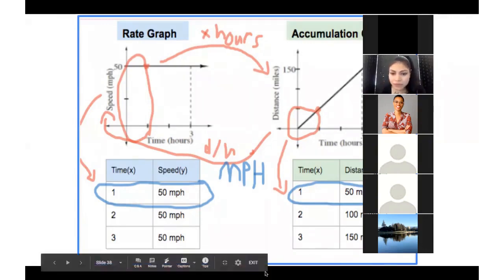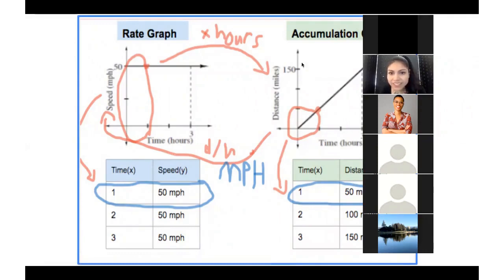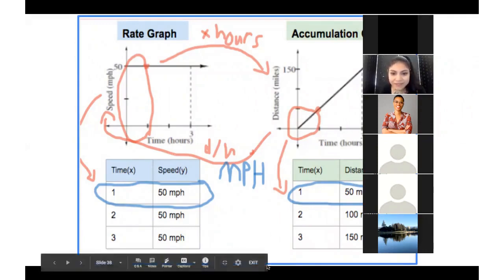Oops. I don't know if anyone wants to jump in there or if someone's unmuted. Let me just mute all for a second.